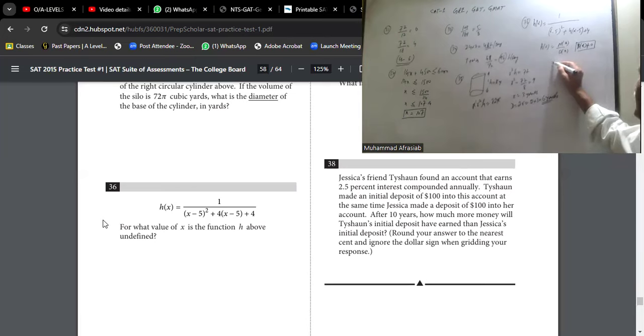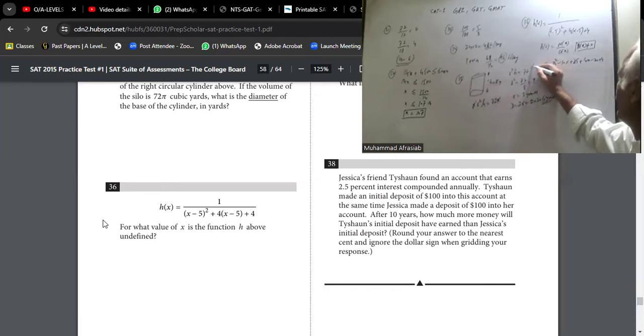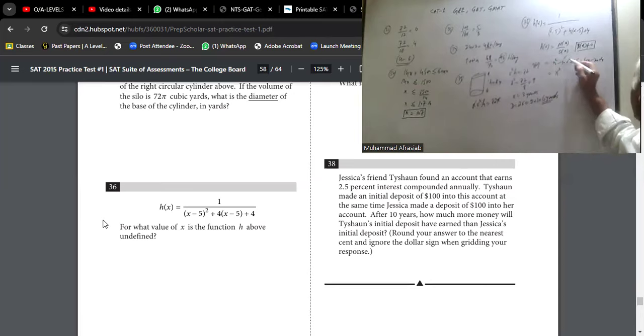So (x minus 5) whole square is x square minus 10x plus 25, plus 4x minus 20 plus 4. This is the value of the denominator. That is x square minus 10x plus 4x, that is minus 6x, plus 25 minus 20 plus 4, which is 9. So that should be equal to (x minus 3) whole square. So this function is equal to 1 over (x minus 3) whole square.